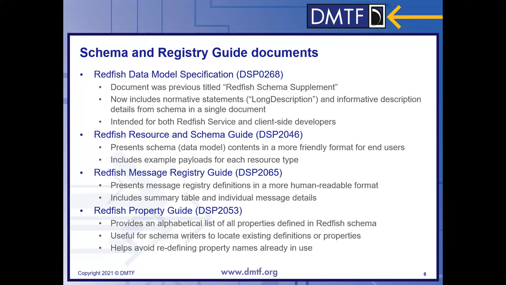The Redfish Resource and Schema Guide is a smaller version of that that has just the user facing documentation and example payloads for all of those resources. The Message Registry Guide does the same thing for the message registries, presenting all of those in a user friendly format. And lastly, the Redfish Property Guide is an alphabetical list, basically an index to all the properties that go across all schemas.